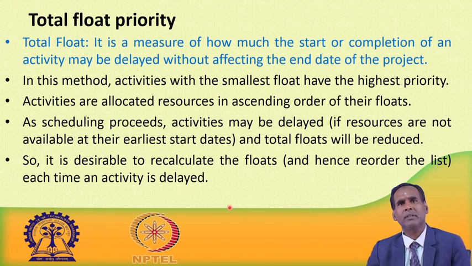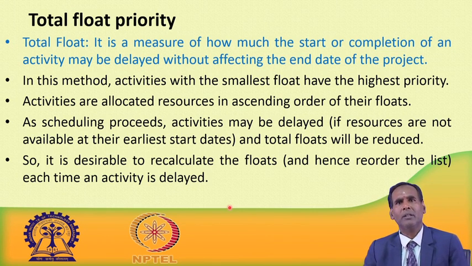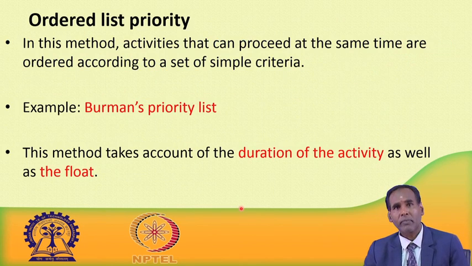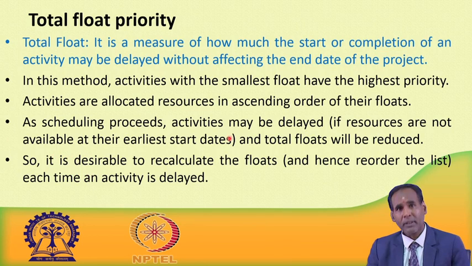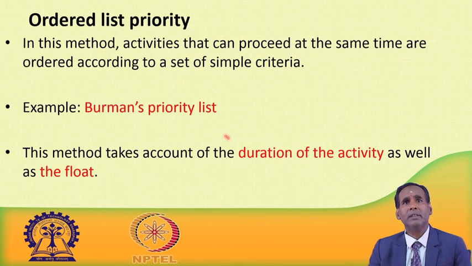So, each time the activity is delayed, you have to recompute the float, because the float is changing, it is consumed, and the list may be changed. So, hence you have to reorder the list. So, this is happening in total float priority. The next is order list priority.